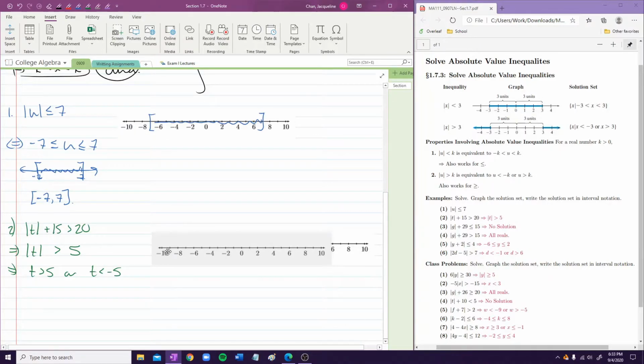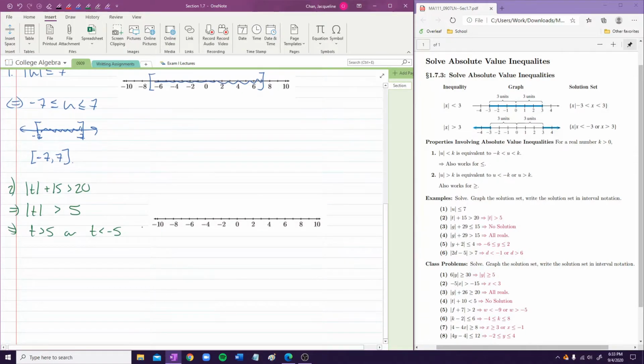Again, if you want to sketch a little graph before you find the interval notation, that's fine. If we do that very quickly, I have -5 and 5. We have t greater than 5, so it's all of this, and t less than -5, which is all over this. I did an open circle because it's strictly less than. Again, you can also use parentheses. So what would the interval notation here be?